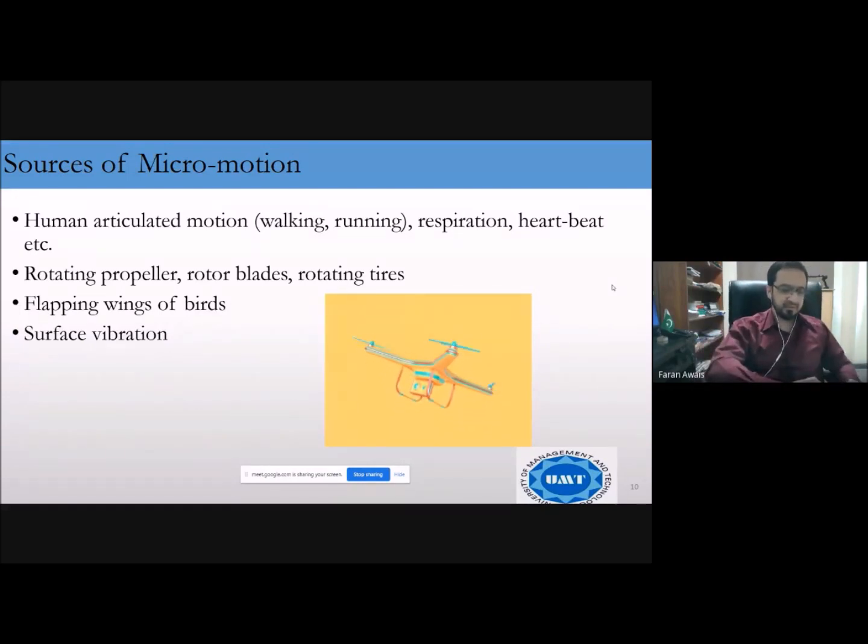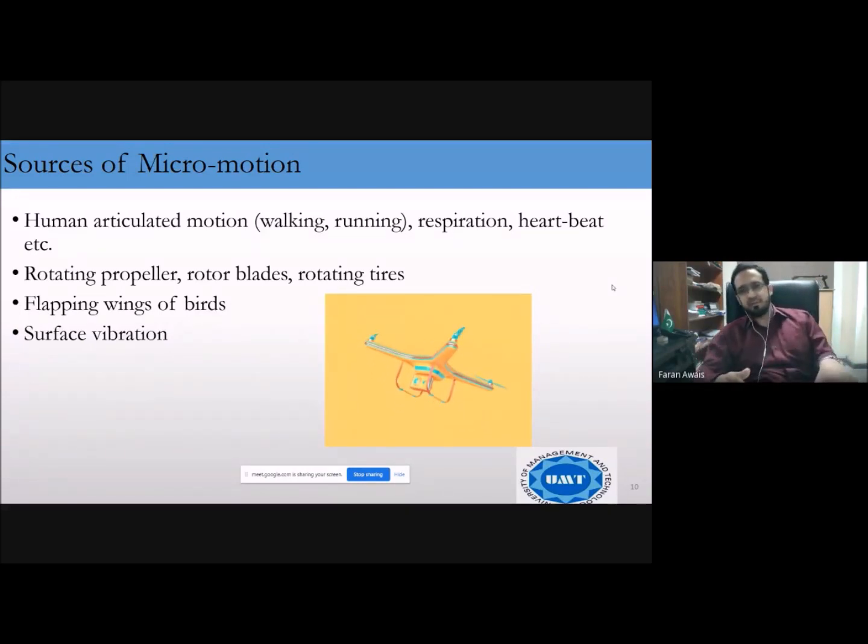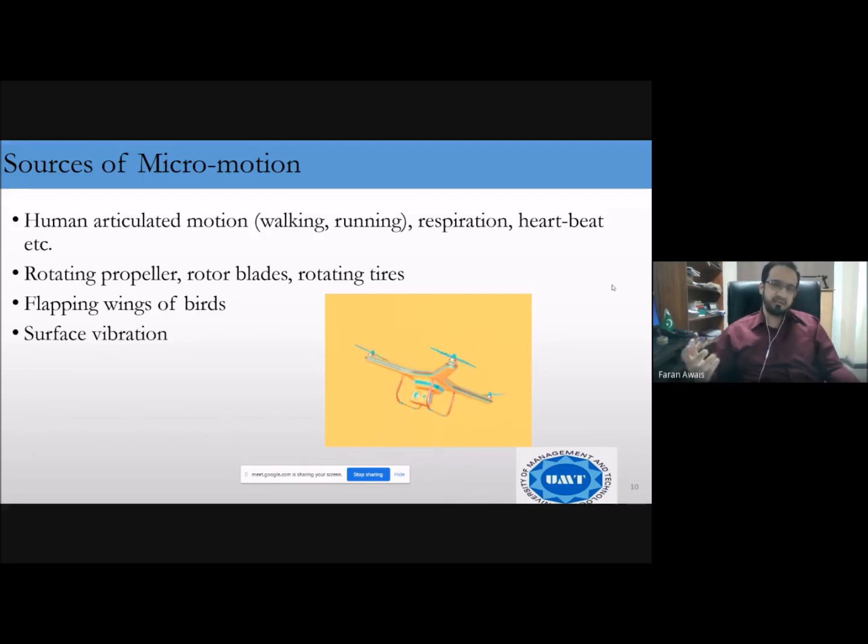Whenever that drone moves, it will create a Doppler effect, and by that you can figure out the frequency of that. But the rotating propeller would create an additional frequency component, which is basically the micro Doppler. Now coming back to another example, the flapping wings of birds, right?